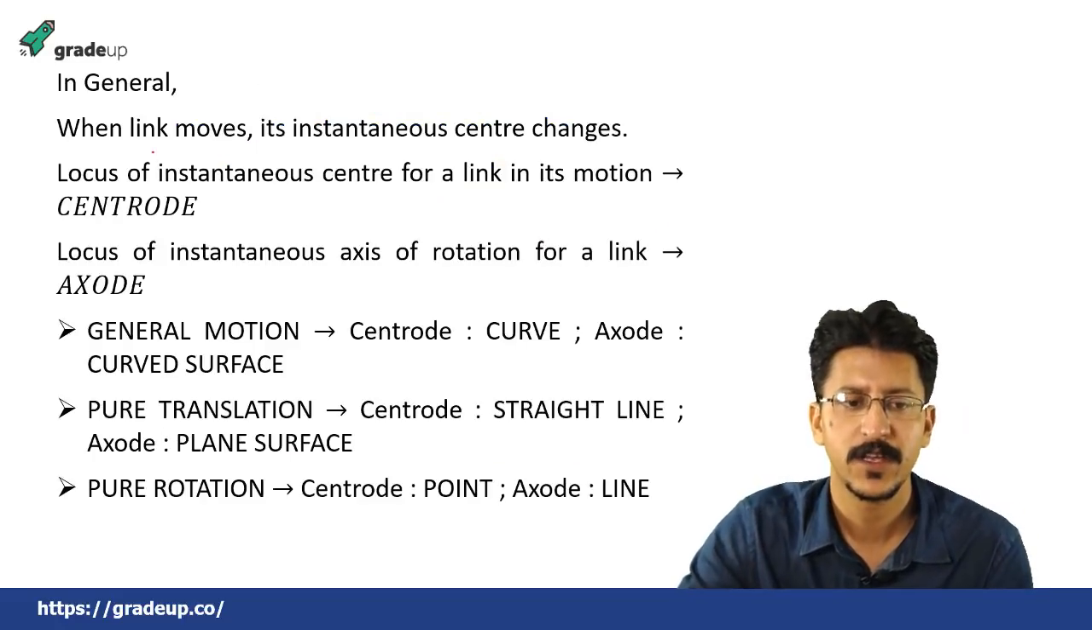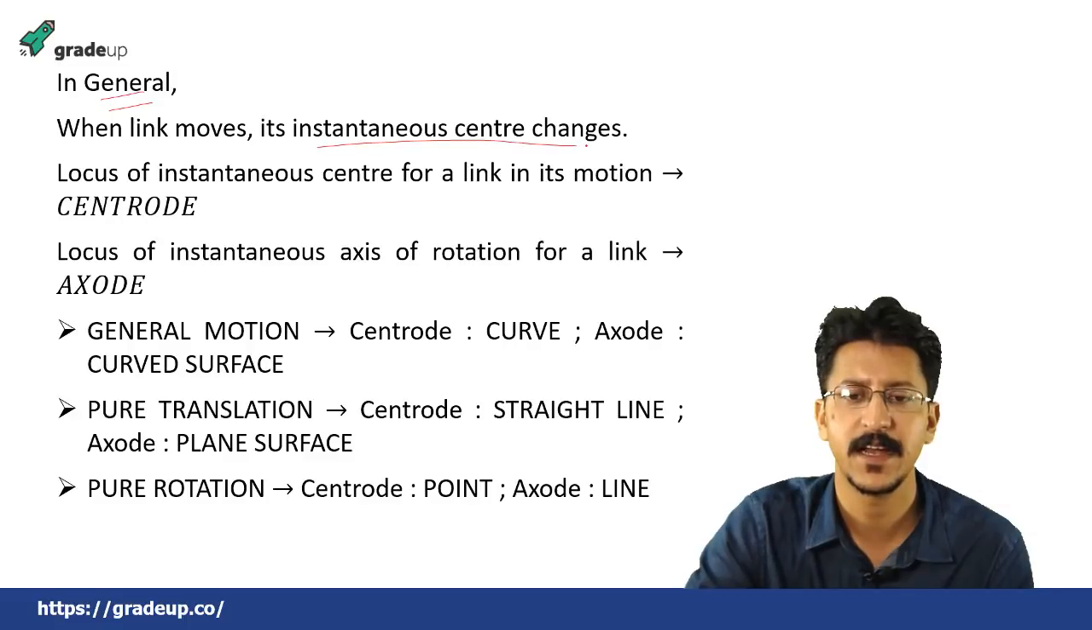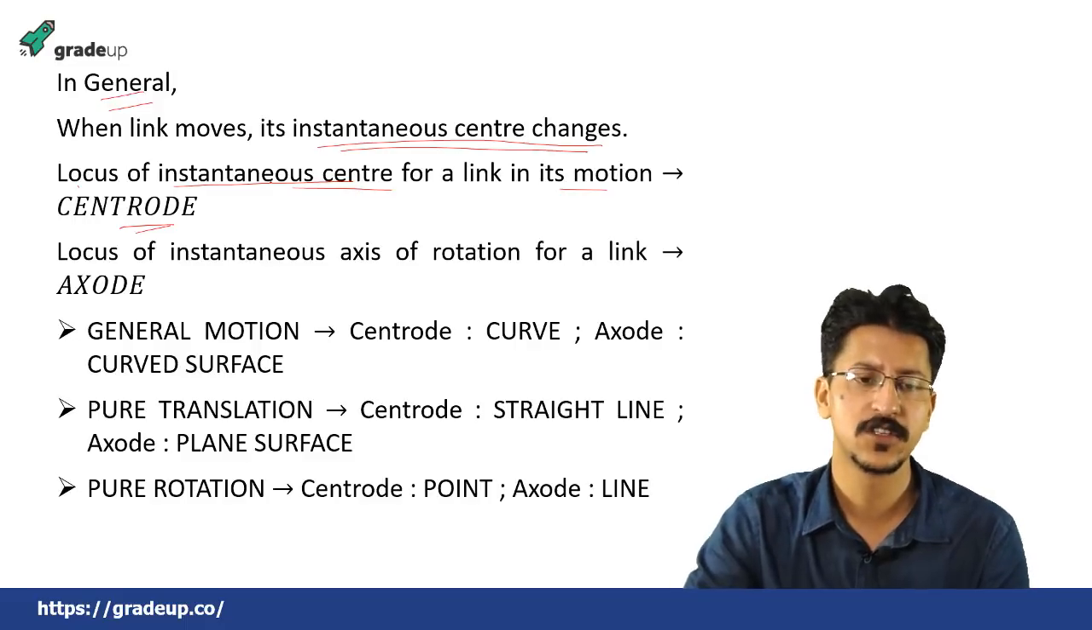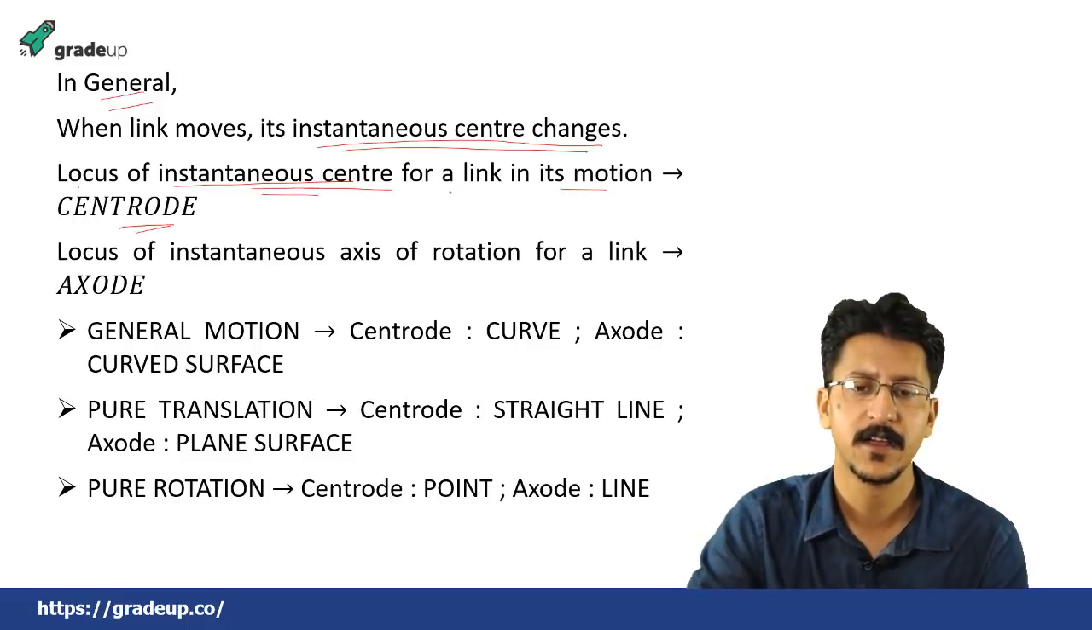This is the instantaneous center of rotation of the link AB. In general, when a link moves, its instantaneous center changes. Then the locus of the instantaneous center for a link in its motion is known as a centrode, meaning the line along which the instantaneous center for a link moves is known as a centrode, and the locus of the instantaneous axis of rotation for a link is known as an axode.